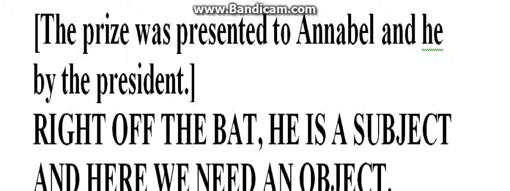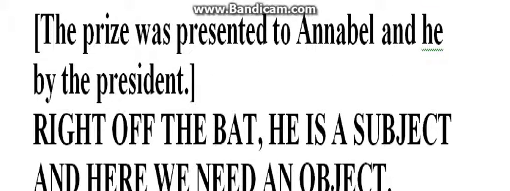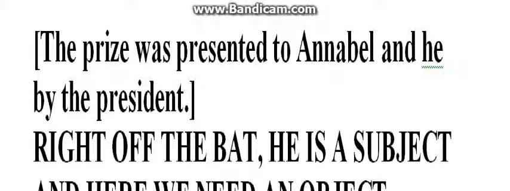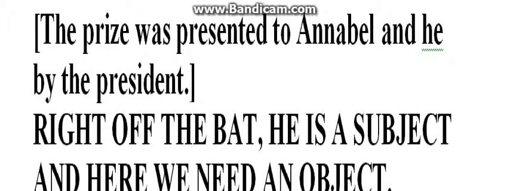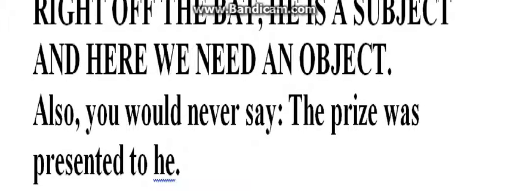So how can we change it to make it correct? Well, we would say the prize was presented to Annabelle and him by the president, because if we look up here, these words right here are the words that are actually the object pronouns. And remember, objects receive. And if he is receiving the prize, we know that he has to be an object. So we say him. And also, you would never say the prize was presented to he. You would say the prize was presented to Annabelle, but does anyone you know say the prize was presented to he? It's wrong, so we don't say that.